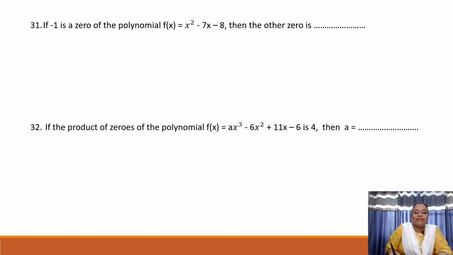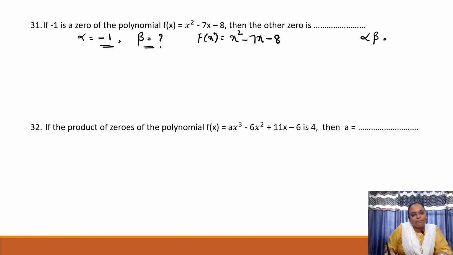So, the next question is, if minus 1 is the 0 of the polynomial, then the other 0 is, then we need to find the other 0. So, if they have given 1 zero and we need to find the other 0, we need to always use the product of zeros, alpha beta. Okay. So, what is the polynomial that they have given? f of x is equal to x square minus 7x minus 8. Okay. So, minus 1 is 1 zero, right? So, we need to find the other zero, beta.